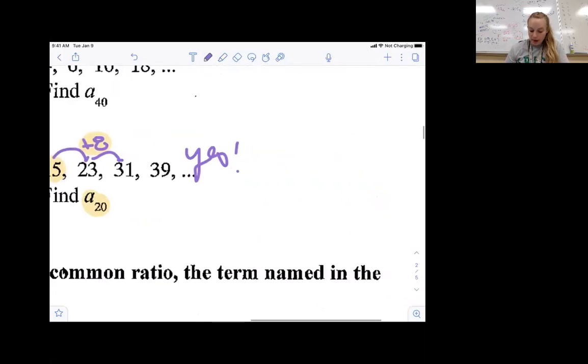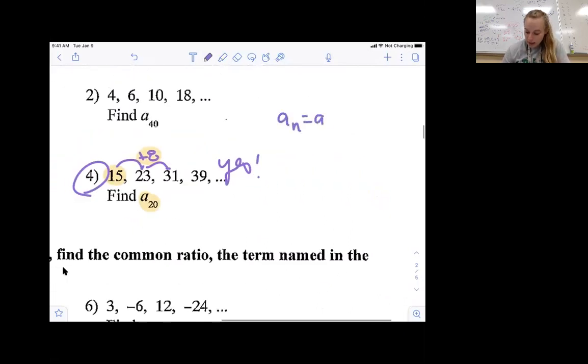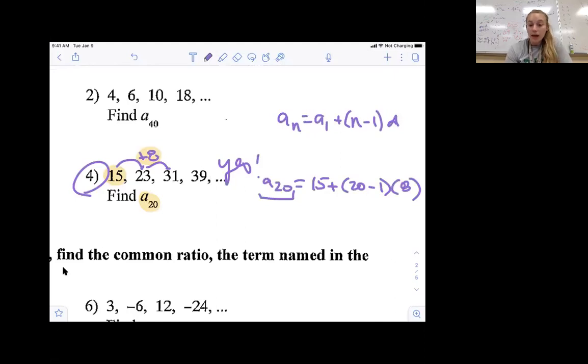So remember the common form, and again, I'll give this to you, is going to be a sub n equals a sub 1 plus n minus 1 times d. So I'm going to find a sub 20 equals 15 plus 20 minus 1 times 8. I know I plugged 20 in for that n, but a sub 20 is still a variable. It still is the 20th term, and I want to actually find out what that term is. So 20 minus 1 is 19, 15 plus 19 times 8. 19 times 8 is 152 plus 15 is 167. So a sub 20 is 167.